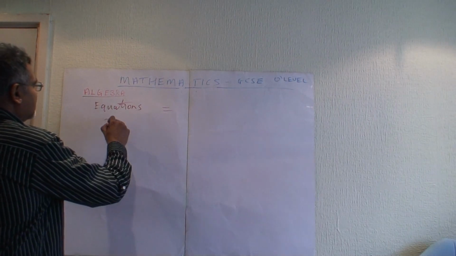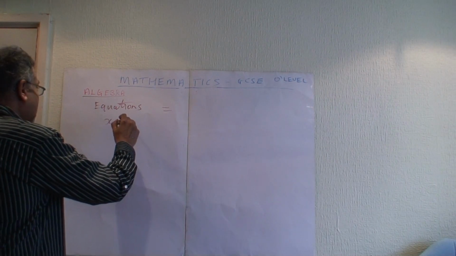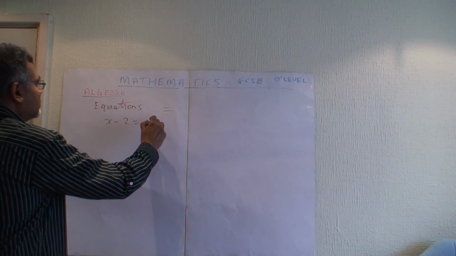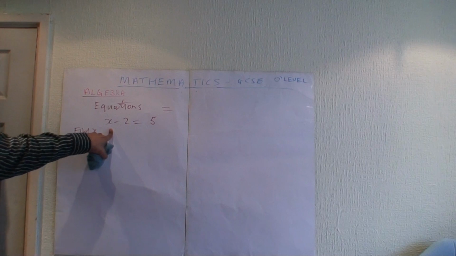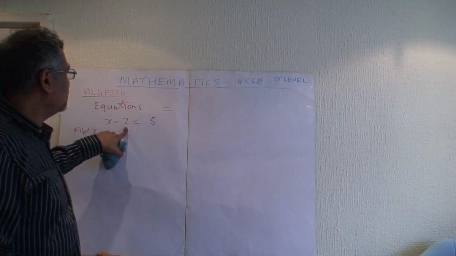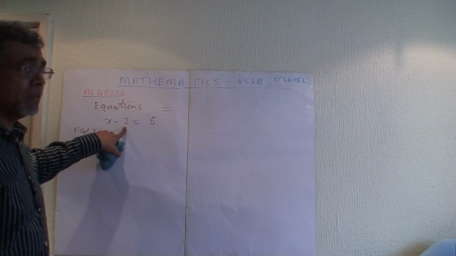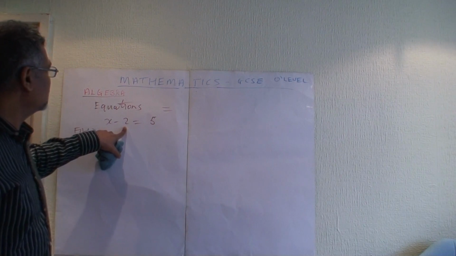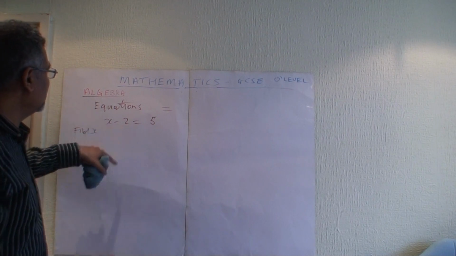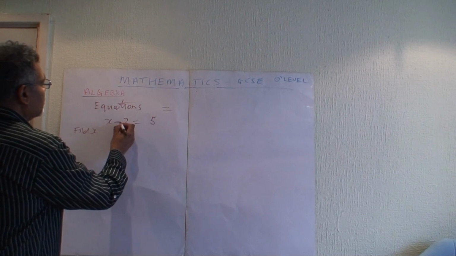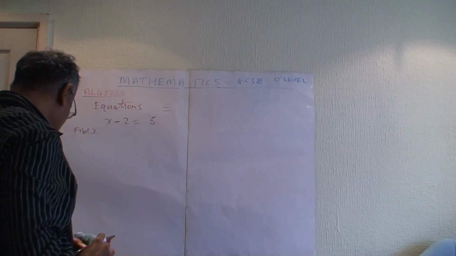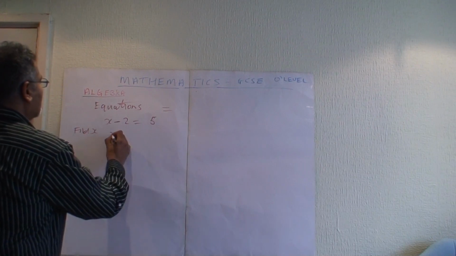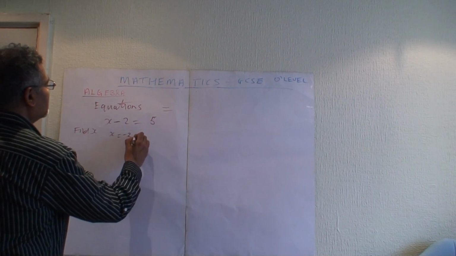If you have x minus 2 that's equal to 5, find the value of x. We need to do something here. We need to get rid of the minus 2. So in order to get rid of this minus 2, we plus 2 on both sides of the equation. So x minus 2 plus 2.